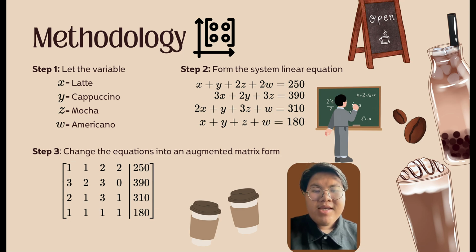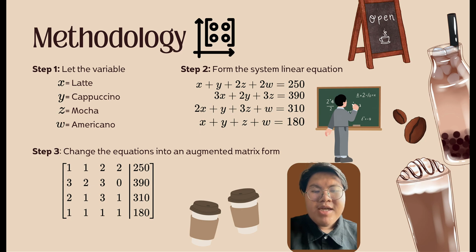Our first equation is x plus y plus 2z plus 2w equals 250. The second equation is 3x plus 2y plus 3z equals 390. The third equation is 2x plus y plus 3z plus w equals 310. And our fourth equation is simply x plus y plus z plus w equals 180.